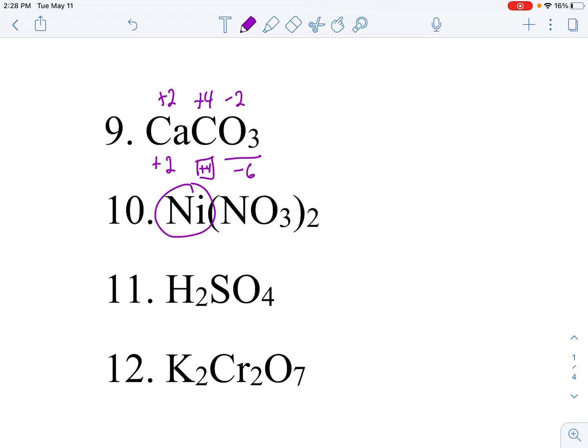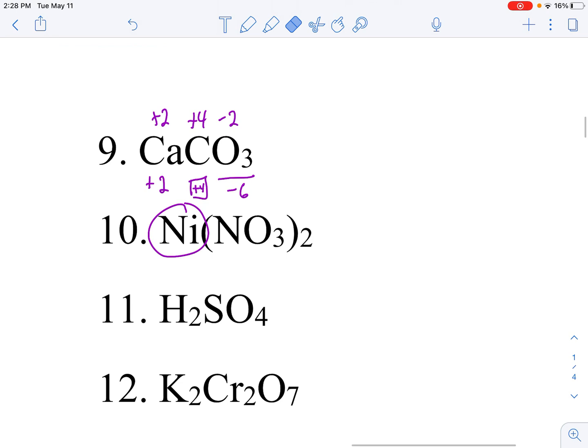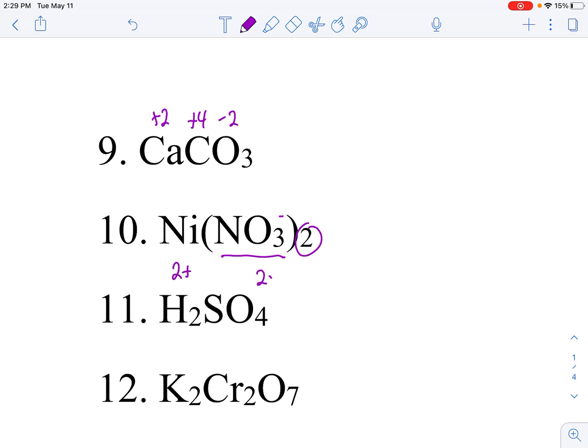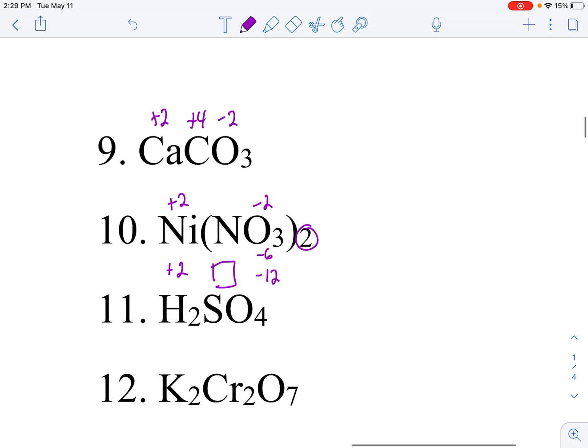All right, let's do this monatomic ion here first. If I do nickel first, I'd have to figure out its charge. Nitrate is -1. There's 2 of them, so that's a total of 2 negative in terms of a charge. So my charge would be +2, meaning my oxidation state would be +2. All right, let's do the rest of this now. So oxygen, -2. There's 3 of them, so that's -6 times 2, that's -12. If I have -12 and +2, nitrogen is going to have to contribute a +10 charge. There's 2 of them, so each one's going to be +5.